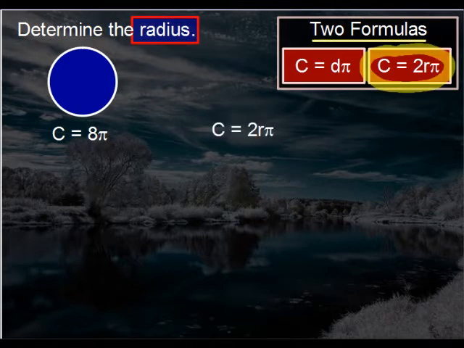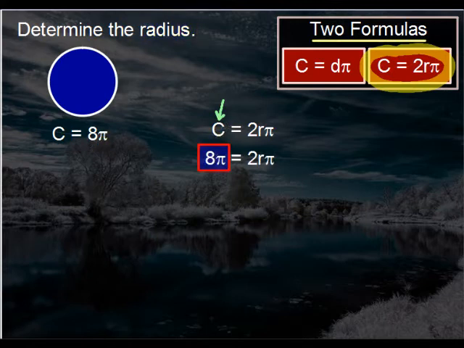Now let's go ahead and plug in our given information. We are told the circumference is 8 pi, so we're going to replace that into the formula. So that's 8 pi is equal to 2r pi.